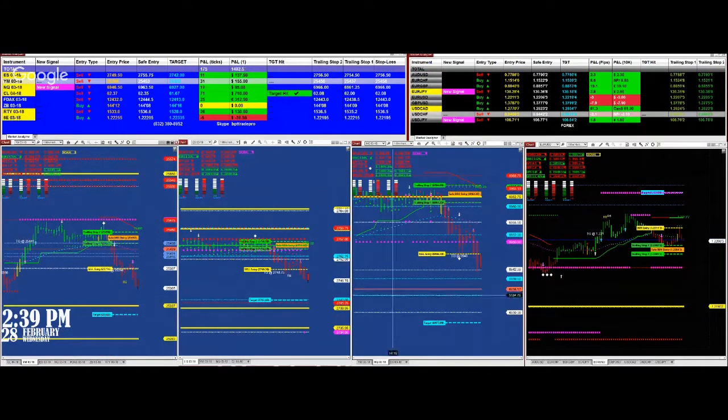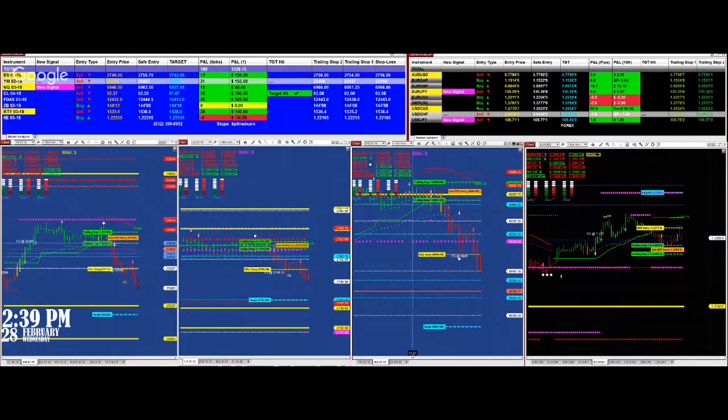Okay, we got a new signal on the Nasdaq. The Nasdaq is 6946.25, and the target is 2700. But it is very risky at the Nasdaq right now. I'm not sure if it's going to hit the target.